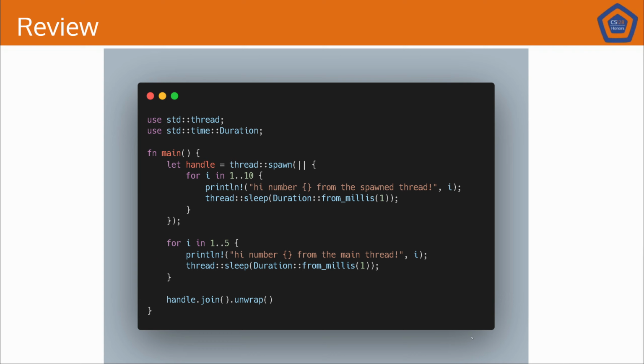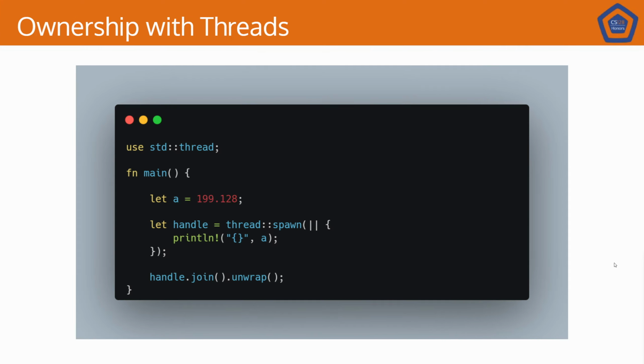So we could get 1, 1, 2, 2, 3, 3, 4, 4, 5, 6, 7, 8, 9, or something else. We don't know when these things are going to happen, but that's fine because it allows us to do things at the same time, concurrently. Okay, so let's start to analyze a little bit how ownership works.